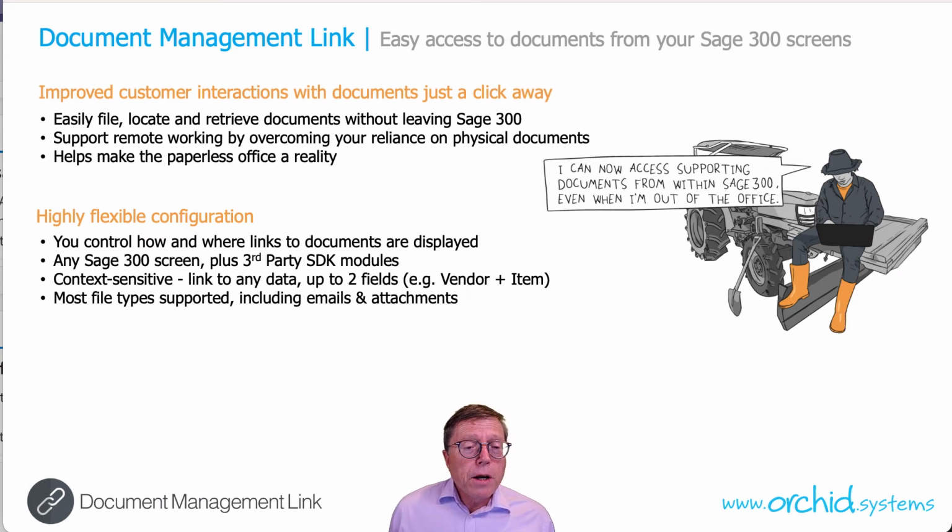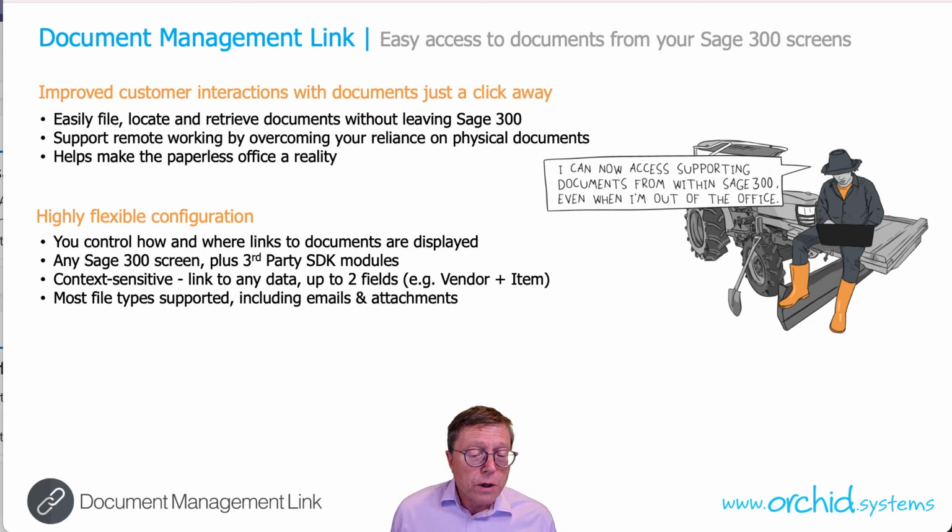And Document Management Link provides you with easy access to documents from your Sage 300 screens. So it's providing improved customer interactions with documents just a click away. You can easily file, locate, and retrieve documents without leaving Sage 300. You can support remote working by overcoming your reliance on physical documents, and it helps make the paperless office a reality.